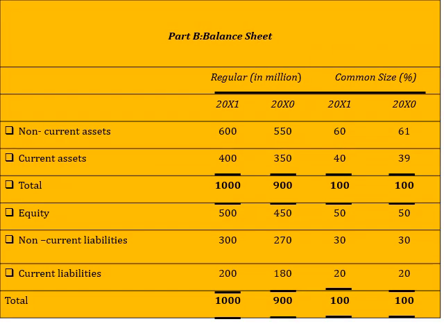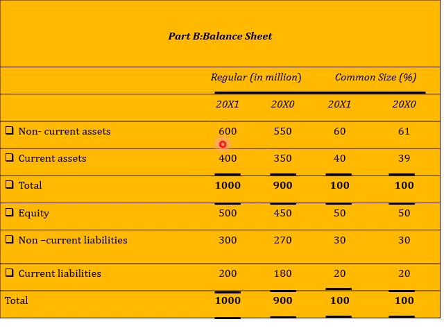Now we turn our attention to the balance sheet. The regular balance sheet of Horizon Limited as at March 31st, 20x1 is shown here. The common size balance sheet is shown in this column. In the common size balance sheet, all items in the balance sheet are expressed as a percent of the total of the balance sheet. The total of the balance sheet is 1000 million.